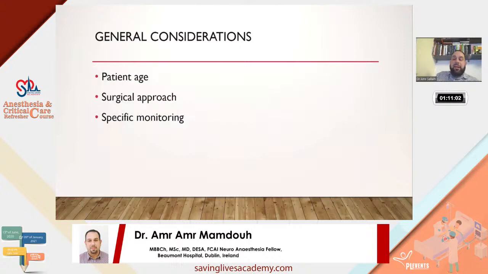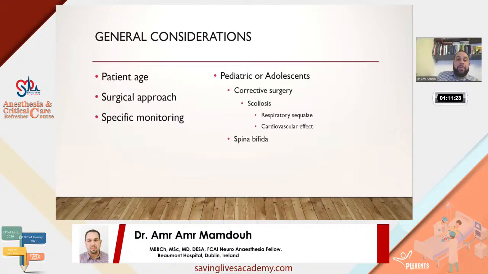When we discuss any patient and prepare our patient for surgery, especially complex spine surgery, I mainly think about three main points: pediatric and adolescents. Corrective surgery is the commonest with scoliosis, which comes with respiratory and cardiovascular sequelae and effects on this whole system, or spina bifida correction with the autonomic dysfunction and autonomic dysreflexia that will happen.